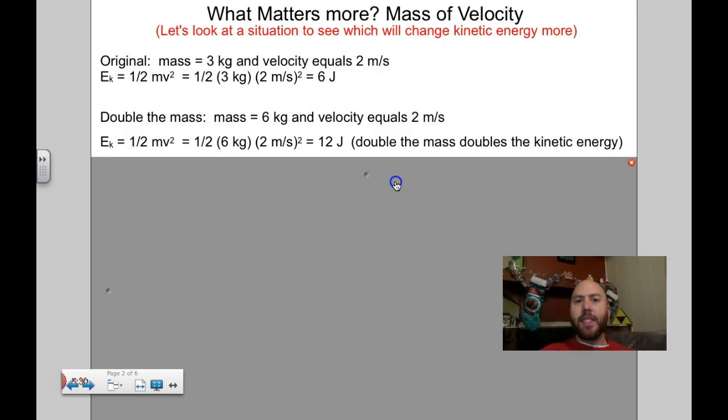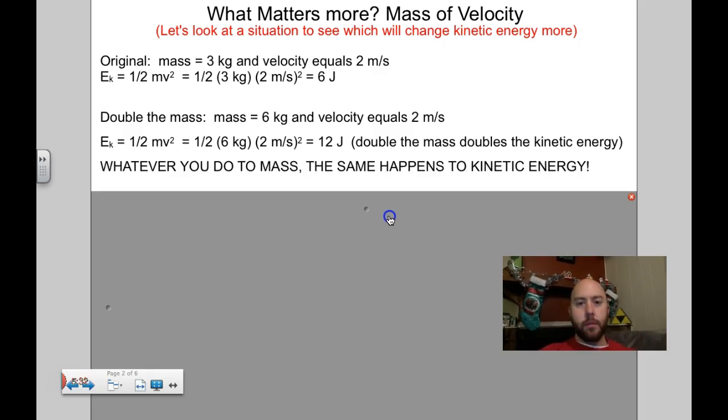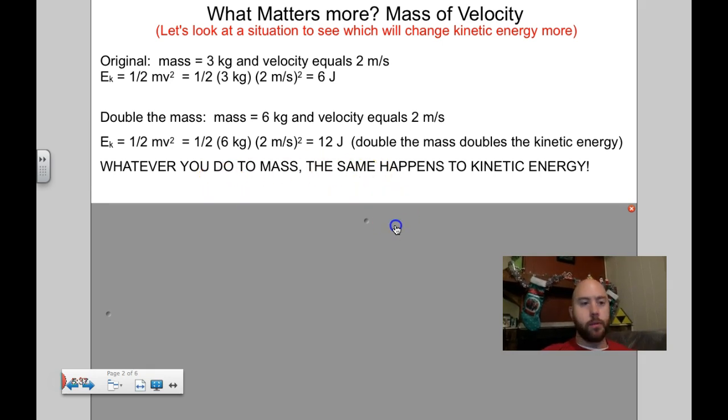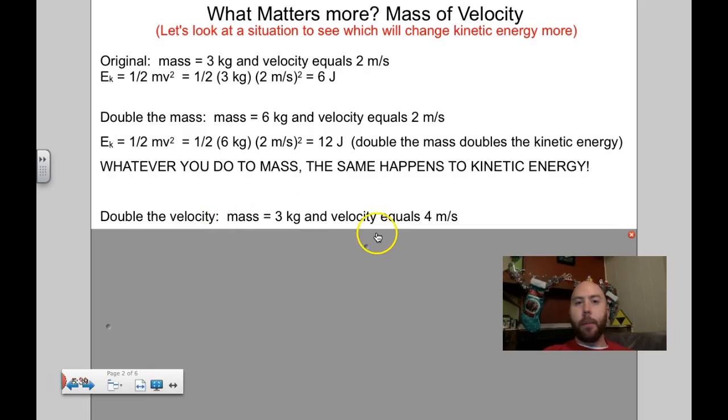This time, let's double the velocity. Whatever you do to mass, the same thing happens to kinetic energy. Directly proportional. This time, let's double the velocity.